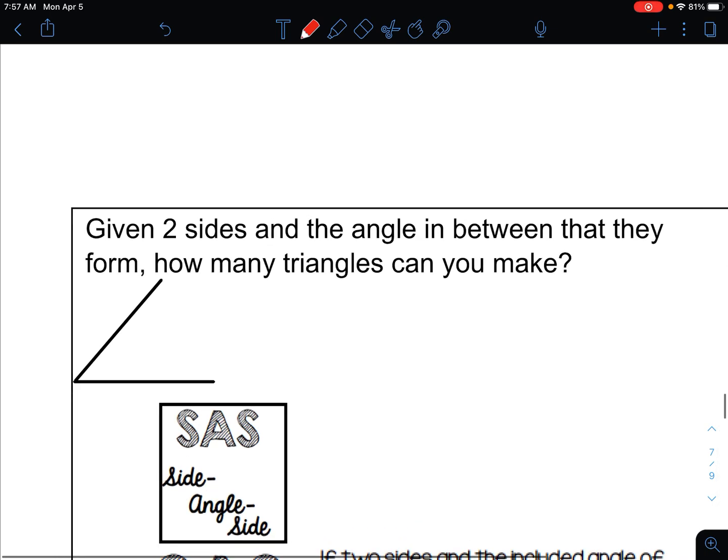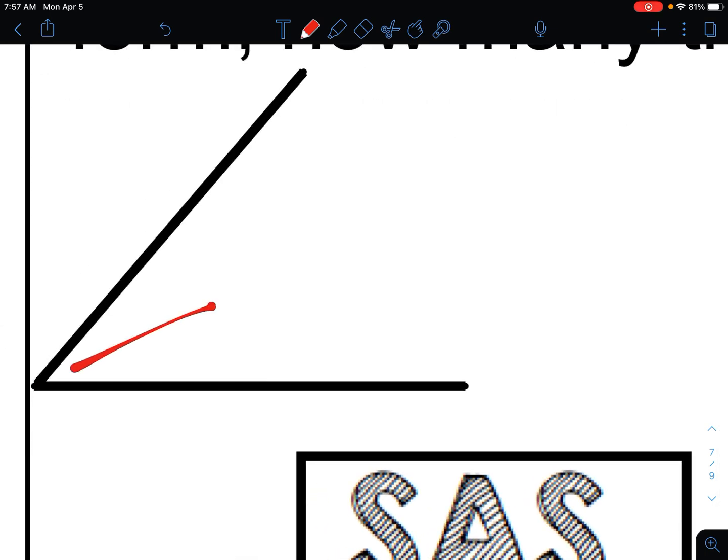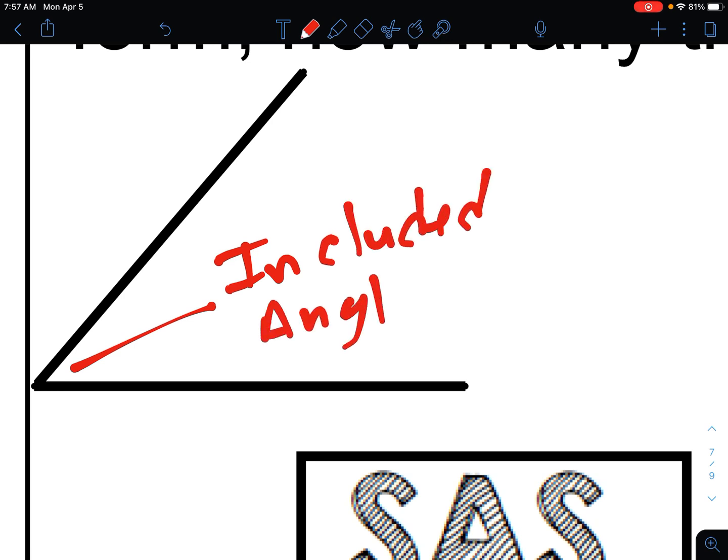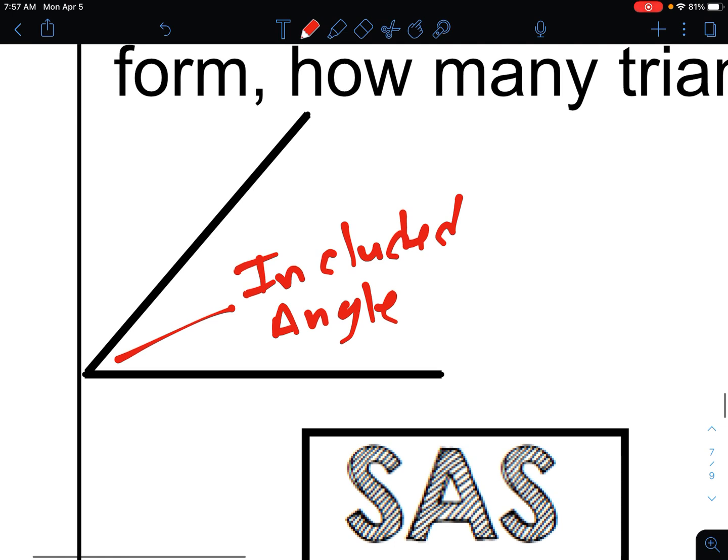Okay, given 2 sides and the angle in between, we call this the included angle. So if I said set up and draw me a triangle, here are your 2 side lengths. They are connected just like that. The only way to finish that triangle is to draw this right here. Guess what? Everybody's triangle is going to be 100% identical.